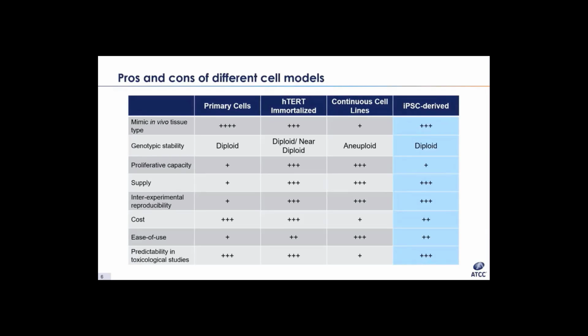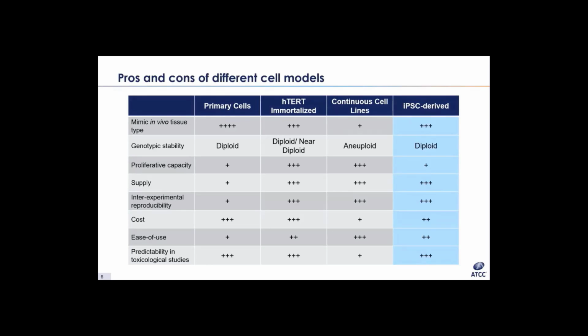By contrast, primary cells are isolated directly from tissue, so they have the greatest biological relevance. However, the supply for primary cells is relatively low from a given donor, and there can be significant lot-to-lot variability due to biological variance between the donors.